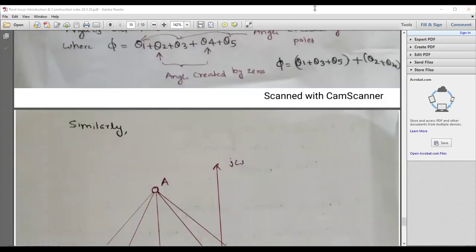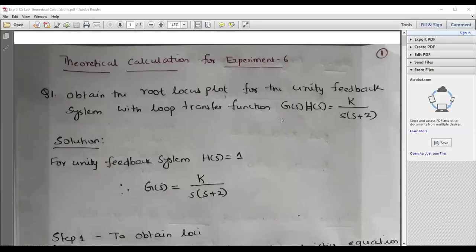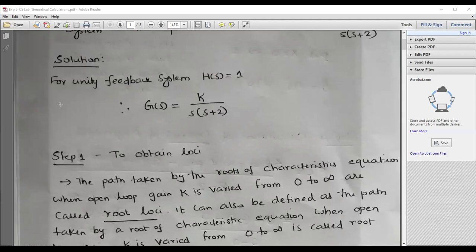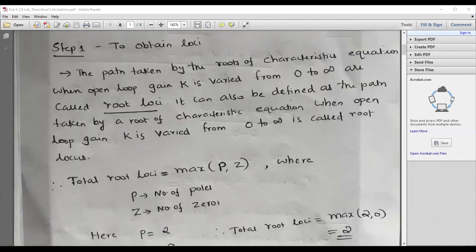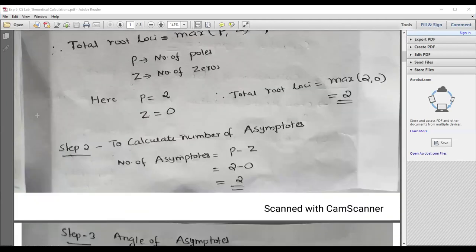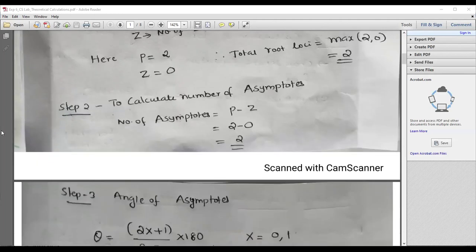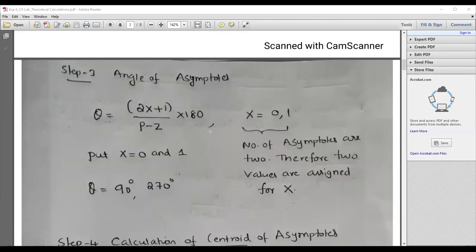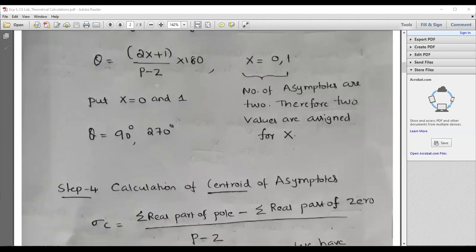If you want, I will show you one example also. There is one question you can see. Very simple question. See, step number 1. Obtain the root loci. Then calculation of asymptote. Use the formula. Then I computed the angle of asymptotes. That also we have the formula.